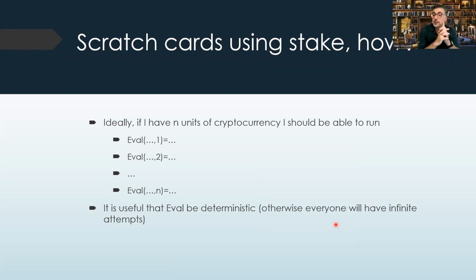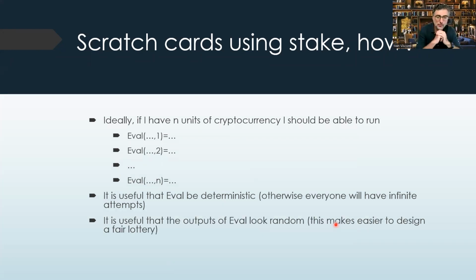Eval should be deterministic, okay? Because if it's not deterministic, then I can run Eval multiple times with input 1, multiple times with input 2, and then it corresponds to multiple tickets. No, but I want one ticket for 1, one ticket for 2, right? So that's the reason why Eval should be deterministic. The output of Eval should look random.